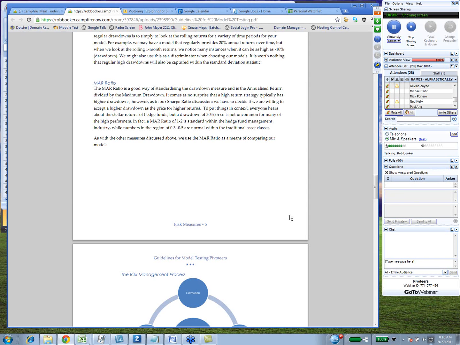To put things in context, everyone hears about stellar returns of hedge funds, but a drawdown of 30% or so is not uncommon for many of the high performers. In fact, a MAR ratio of 1-2 is standard within the hedge fund management industry, while numbers in the region of 0.3 to 0.5 are normal within the traditional asset classes like mutual funds and so forth. As with other measures discussed above, we use the MAR ratio as a means of comparing our models.